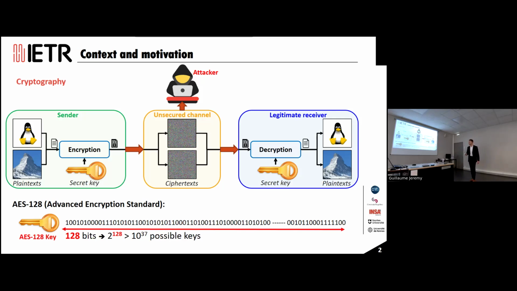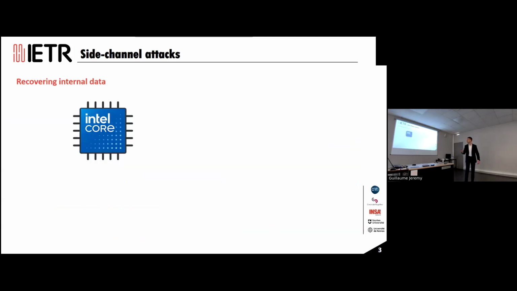But these cryptographic processes are computed on electronic devices, like a processor, for example. And from a hardware point of view, these devices produce what we call side channels. These side channels can be, for example, disturbance in the power supply or electromagnetic emanation due to the internal electrical activity of the device. And it is possible to measure these side channels.